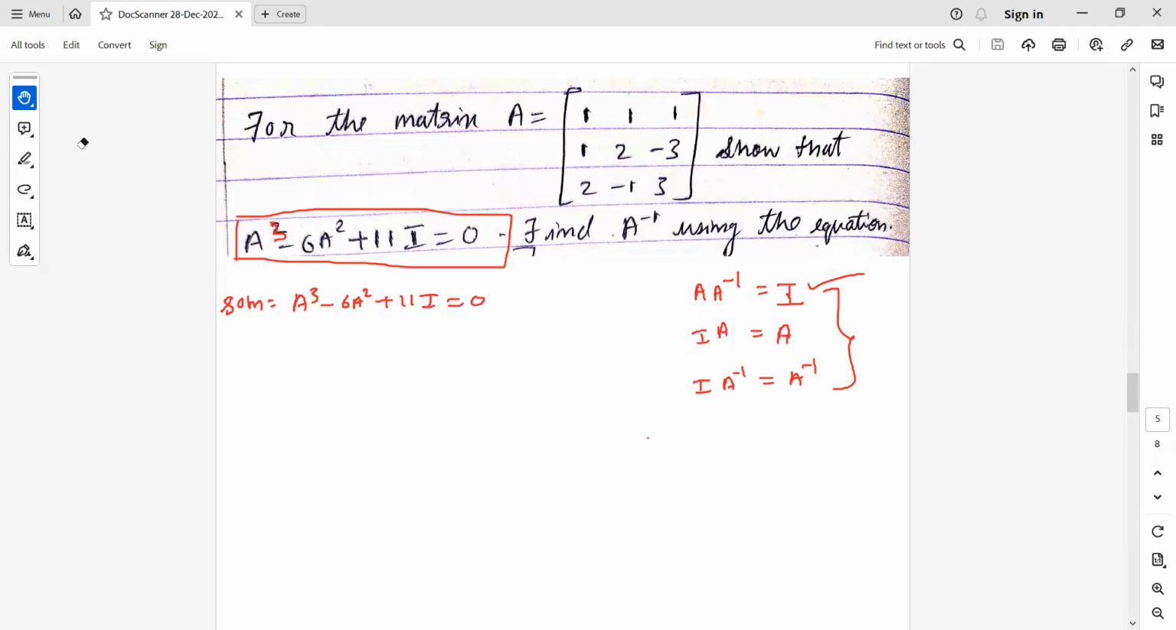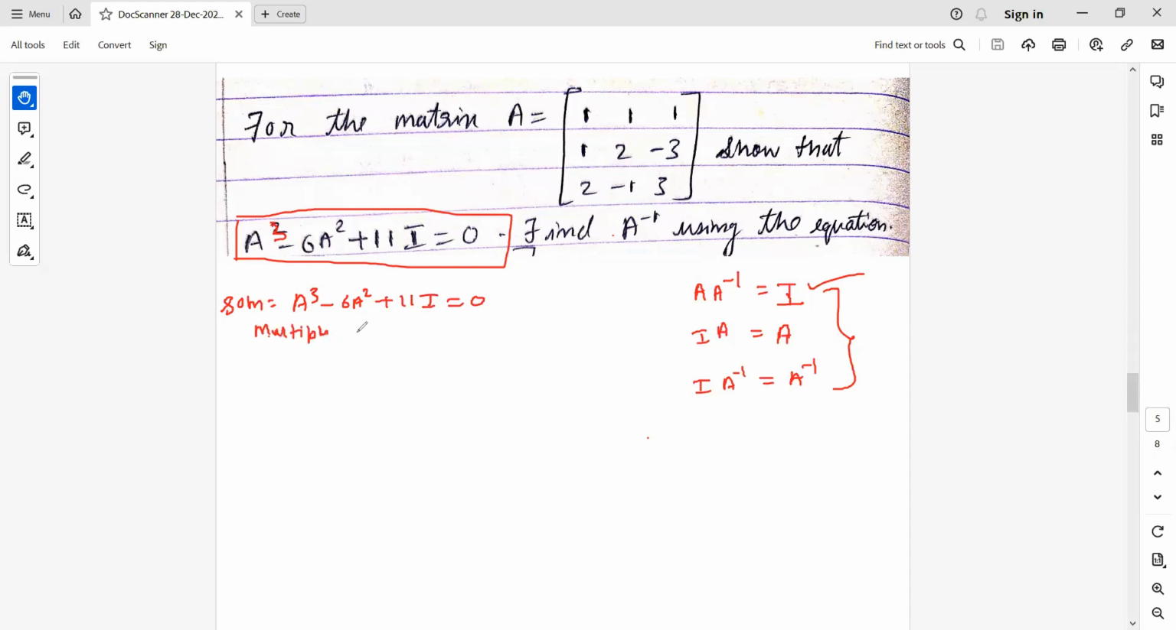Okay, so this is a 4-mark question which occurred last year, and this year also in the model paper, the same question has been given. So the first step we need to do here is we need to multiply. We want A inverse, so we have to multiply.